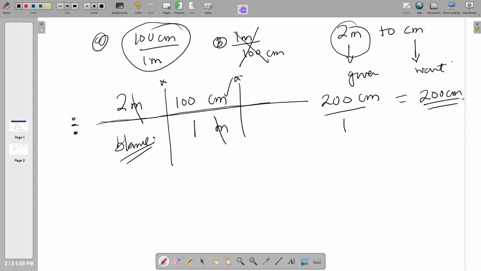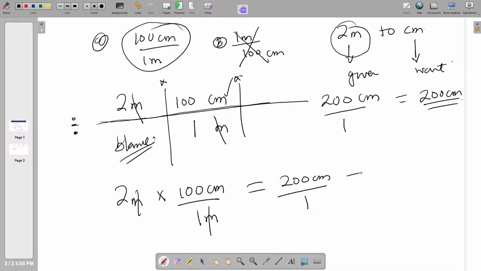Now, similarly, we can translate this table into another form. As I said, the horizontal line means division, so we can say 2 meters. Then the vertical line means times, and this is a ratio, 100 centimeters divided by 1 meter. So you see the setup. It's the same thing as what we have in the table. Meters will cancel out meters. 2 times 100 centimeters will give us 200 centimeters divided by 1, which of course is 200 centimeters.